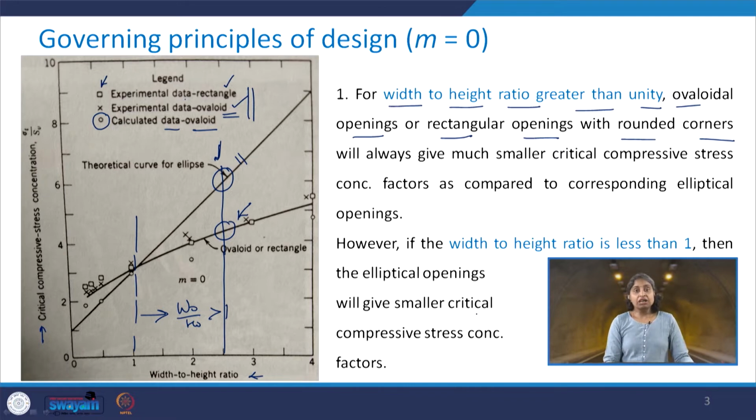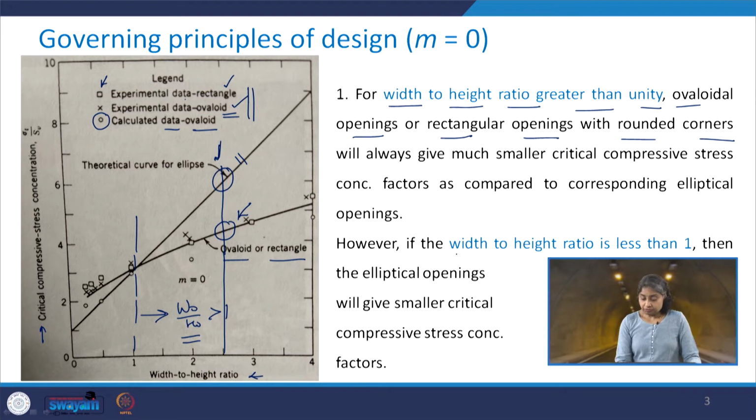So, therefore, we can say that when this W naught by H naught is greater than 1, the ovaloidal or the rectangular shape of the opening under uniaxial state of stress will give you a lesser value of critical compressive stress concentration as compared to the elliptical shape of the opening having the same width to height ratio. So, that is what you need to keep in mind.